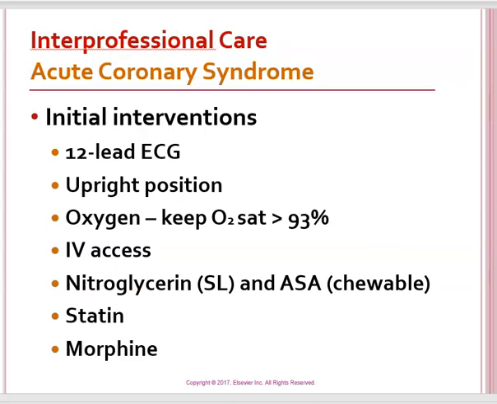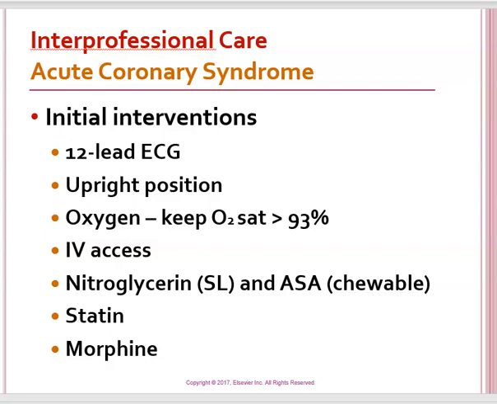Okay, so for acute coronary syndrome, your interventions: 12-lead EKG, have them sitting up, keep their sats greater than 90%, 93%, with whatever oxygen delivery system you need. Do they need nasal prongs? Do they need a simple mask? Do they need a non-rebreather? Or is this person going to have to be on mechanical ventilation? IV access? I want more than one. How about you?